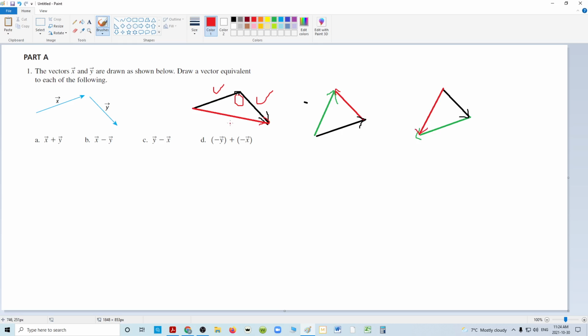So this one's A. This one's A. This one is, the green line is B. And this red line here is C. I should have kept them all red lines. And here they're just essentially making both the vectors the opposite direction and connecting them head to tail.